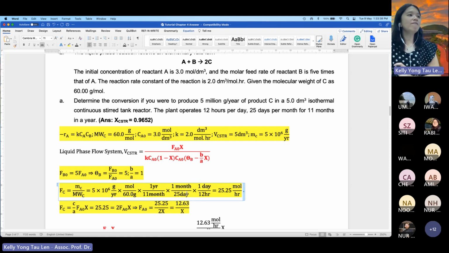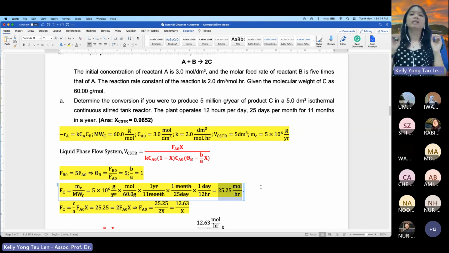Then they say for every 1 day, I only work 12 hours. So sekarang saya bahagi pula dengan 12 hours. So unit day terbatal, sekarang saya tinggal dengan hour. So when I calculate this, I divide correctly, I will get my FC, molar flow rate of C as 25.25 mole per hour. So you can see this is a challenge di mana dalam note saya, dalam lecture saya tak discuss. So now I do in tutorial, I will discuss the different way of how the information can be communicated to you for you to calculate.